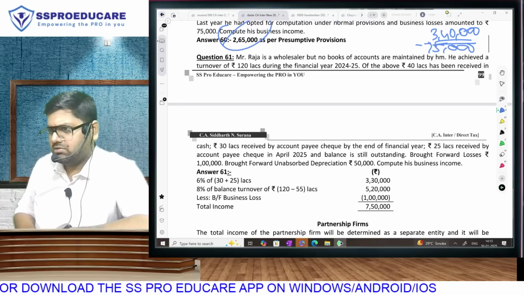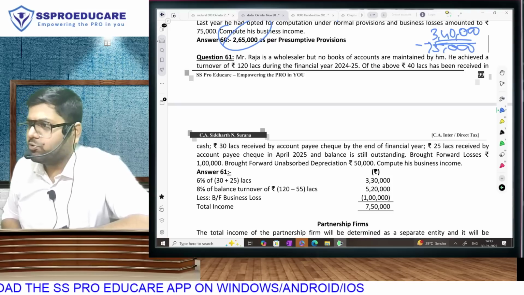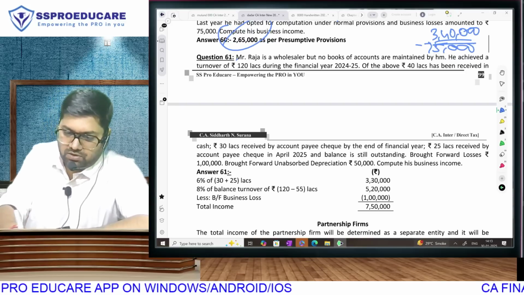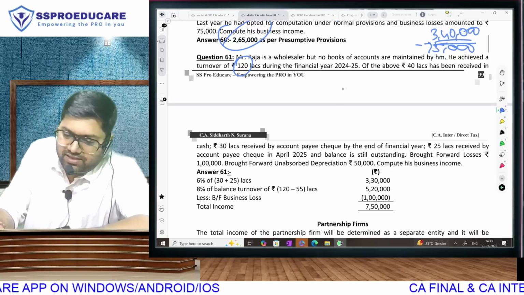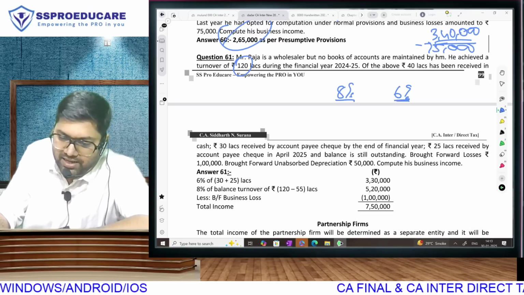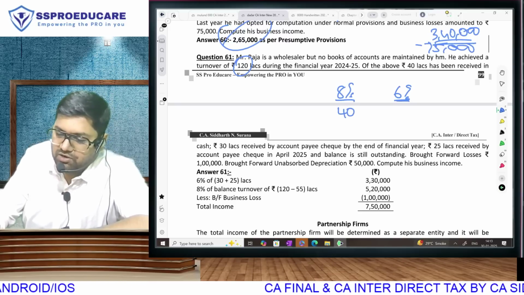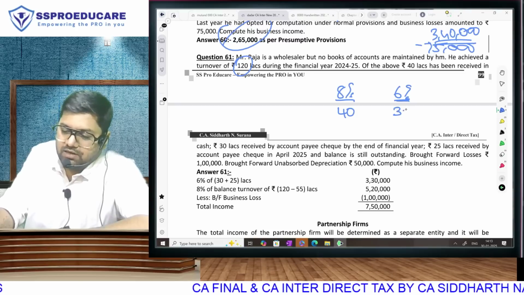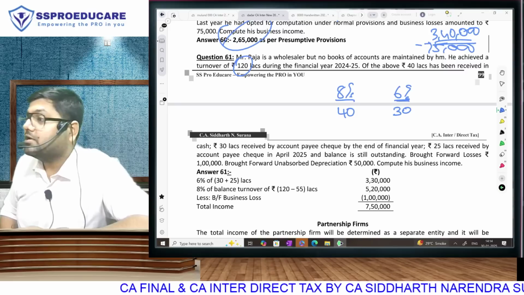How will we compute business income? We don't have books of accounts. Presumptive basis we will compute. Everyone is with me? So if we want to compute on the basis of presumptive, what do we have to do? We will have to segregate his turnover of 1 crore 20 lakh by mode of receipt. So first we have to divide that into 8% turnover and 6% turnover. First, 40 lakh received in cash will come under 8%. Next, 30 lakh received by account payee cheque comes under 6%. Next, 25 lakh is received by account payee cheque, but in April, next year, not in the current year.